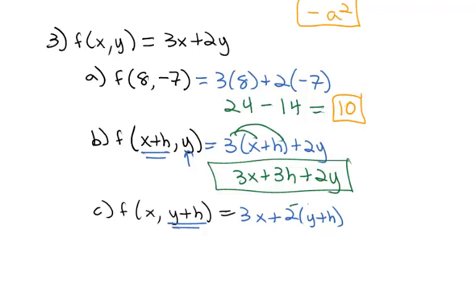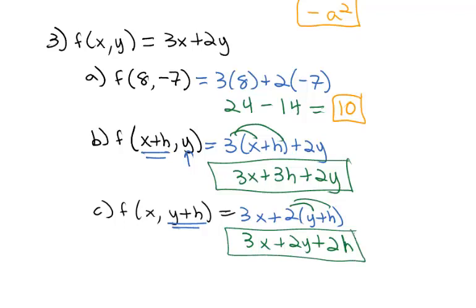And again, to simplify, we'll distribute through. So we have 3x plus 2y plus 2h. No like terms. That's our final answer. I do notice that both these answers are really similar to each other, but they're a little different, 2h versus 3h, so it does make a difference where that plus h is.